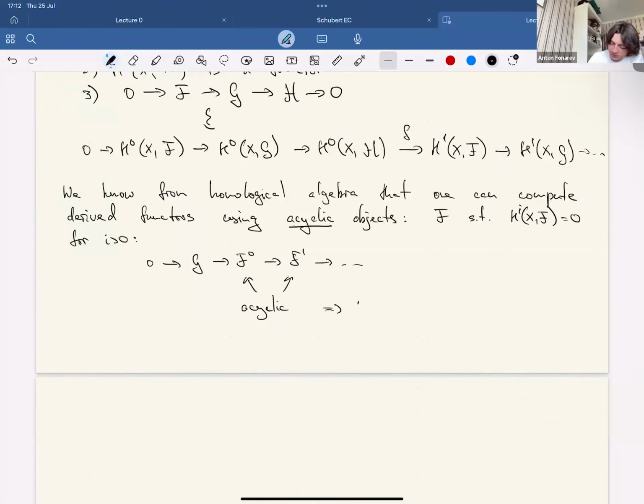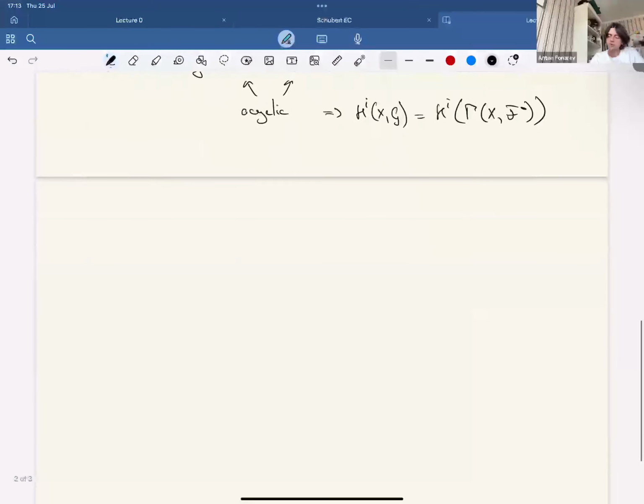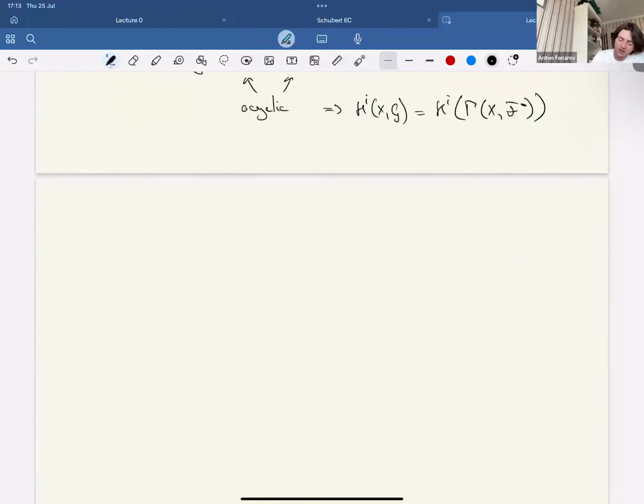then it turns out that you can compute H^i on X of G by just again taking the cohomology of the complex Gamma of X applied to F. So you just take the global sections on this resolution, and if you know that all the F are acyclic, meaning that they do not have higher cohomology, then fantastically you can compute the cohomology of your G. So there is a certain class of acyclic objects in the very general situation, and these are called flask sheaves.